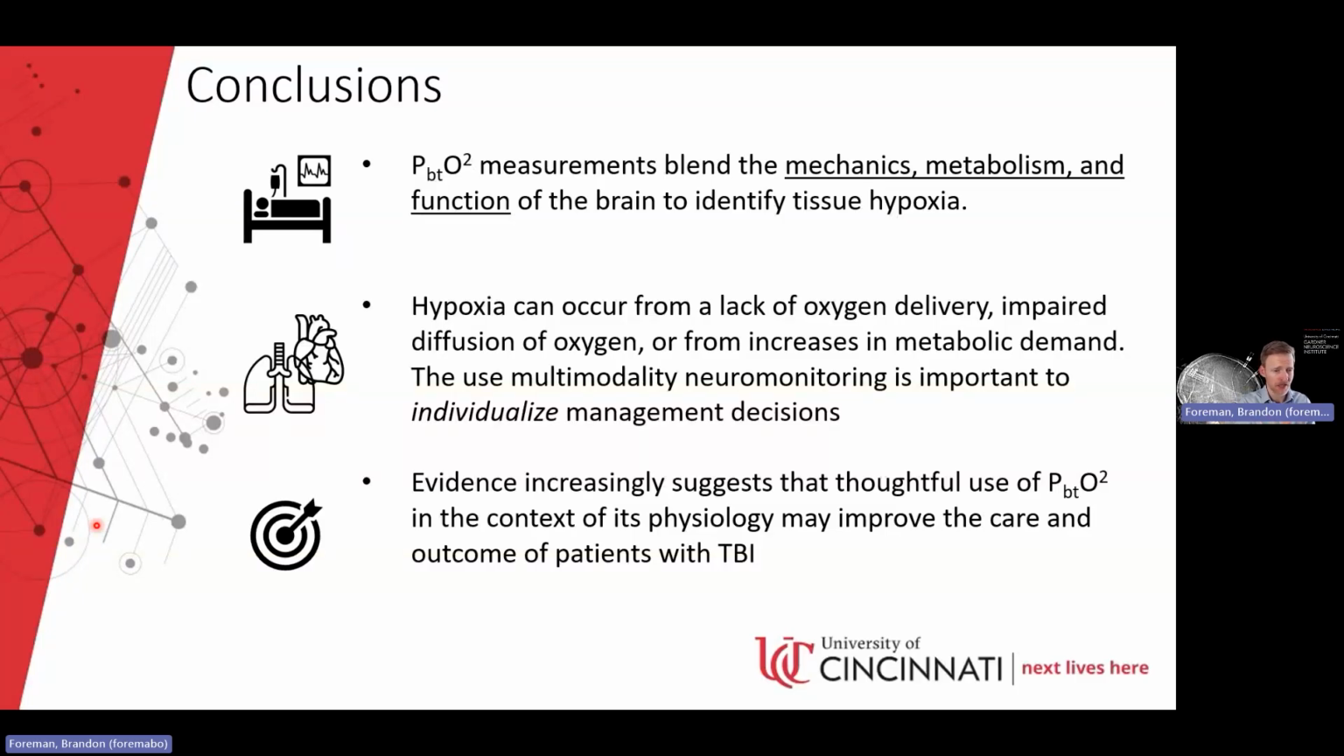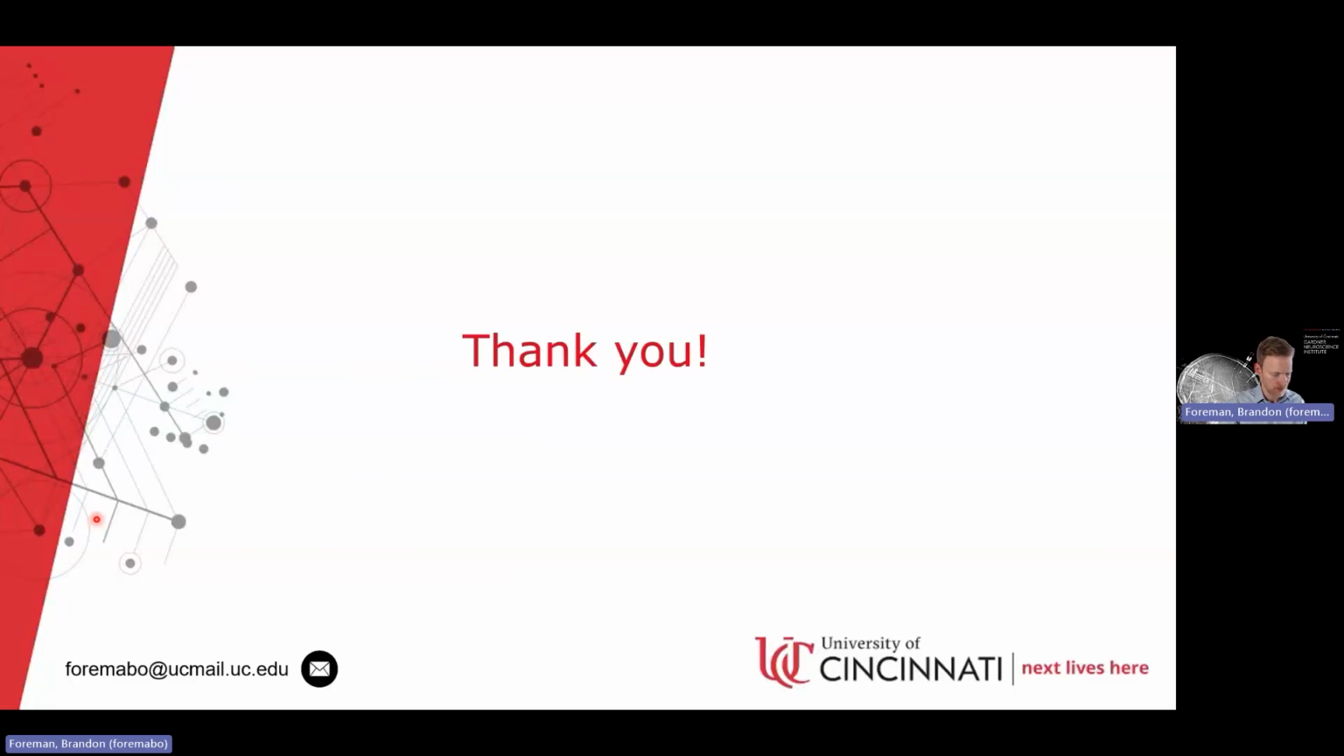But if you use multimodality neuromonitoring, use your other data, you can individualize management to address the problem in that given patient. And our evidence is increasingly suggesting that the thoughtful use of brain tissue oxygen monitoring in this kind of context may improve the care and outcome of patients with TBI. So with that, I'll say thank you, stop, and hopefully we have some time for questions.